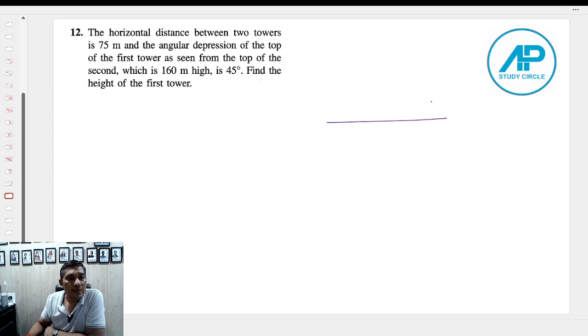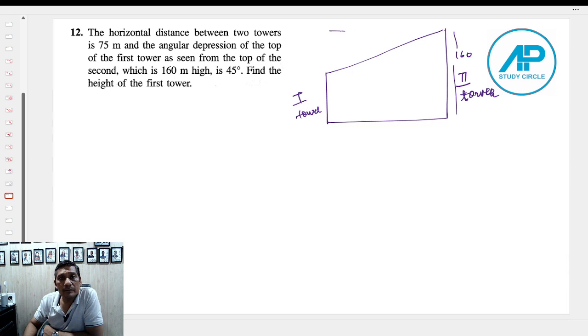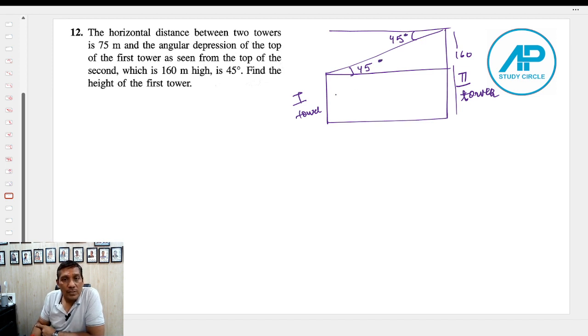So the distance between the two towers is 75. The depression of the first tower as seen from the second tower, which is 160 meters high, is 45. We have to bring the angle here too, so draw one more line. This angle is 45. Find the height of the first tower.